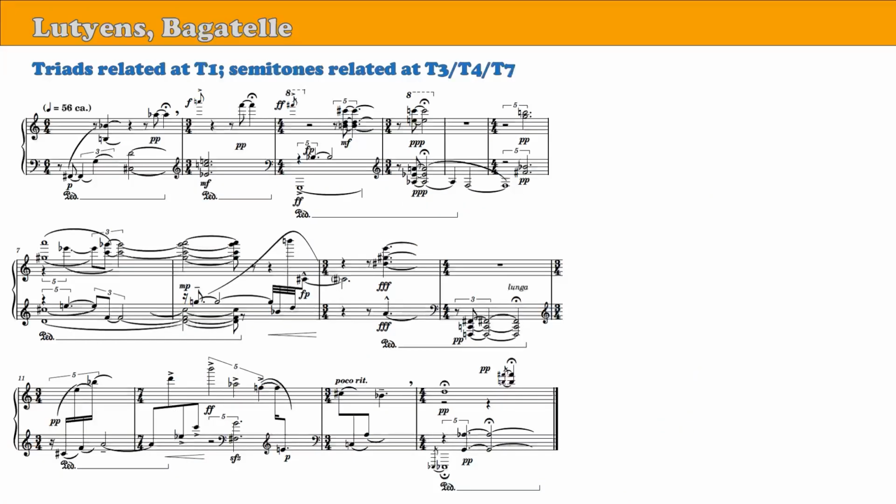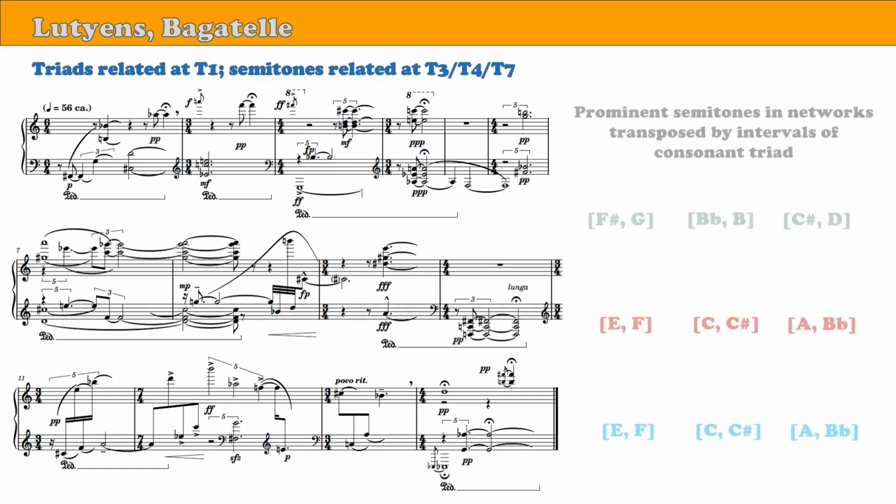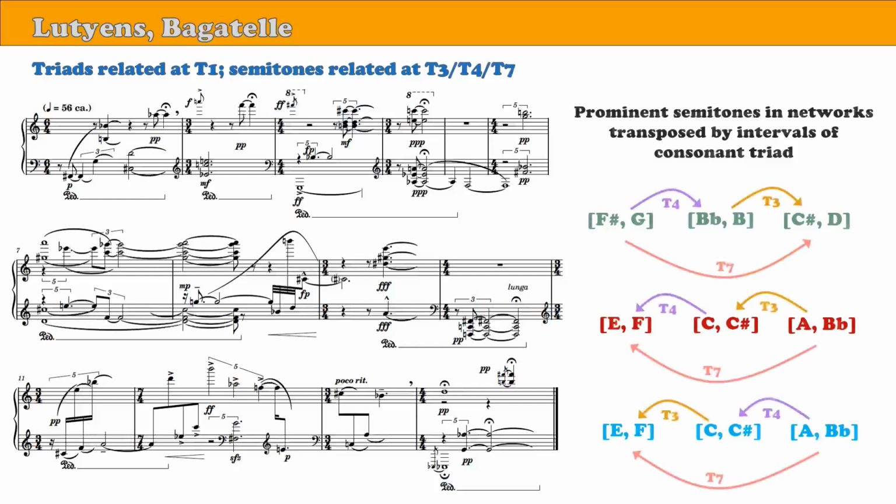The semitones in the music can be gathered into networks in which they are transposed by the intervals of a consonant triad, namely T3, T4, and T7. Previously, we considered how the 12-tone series is divided into hexachords, and hexachords into trichords, and trichords into intervals. Now, we get a hint of the process in reverse, as intervals combine to form trichords and hexachords, and ultimately 12-tone aggregates.